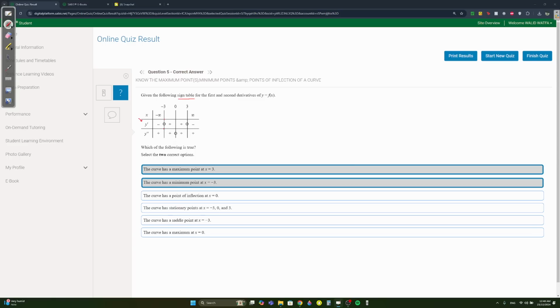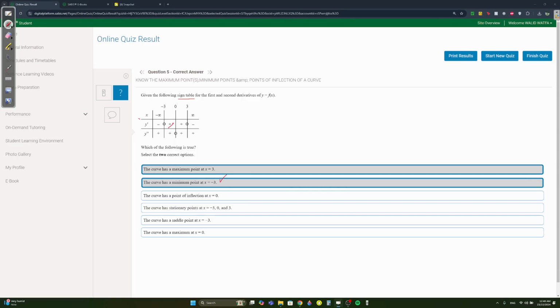We know that minus 3 is a stationary point because it was negative, then it became positive. So it was decreasing, then it increased. So what's minus 3? Surely, it's a minimum. Okay, how about 0? 0 is a saddle point.